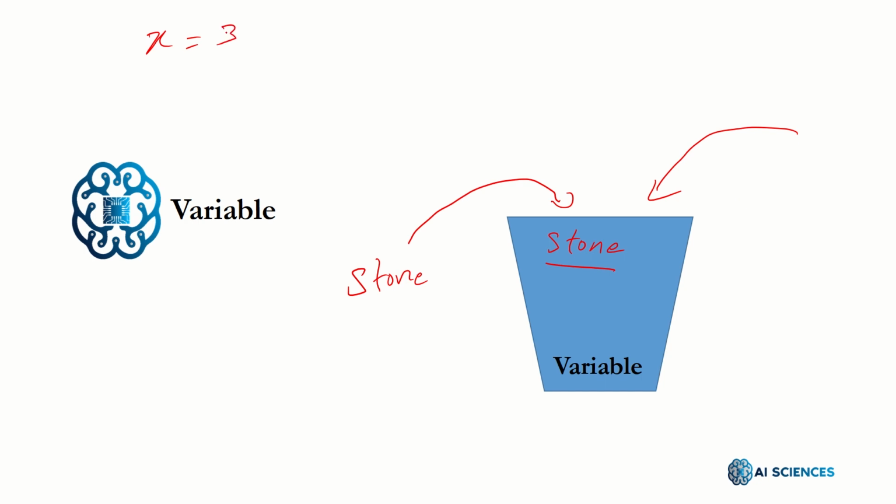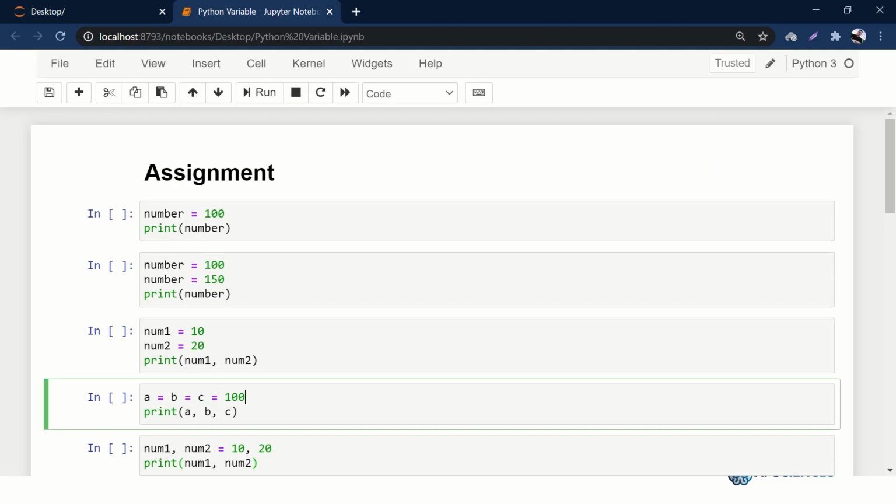So I store 3 in it, and later on I decide I want to store, let's say, USA in it. So it will discard 3 and store USA. And later on if I say now I want to store Europe in it, it will discard USA as well, and then it will store Europe. So let's go in Python and have some hands-on practice.